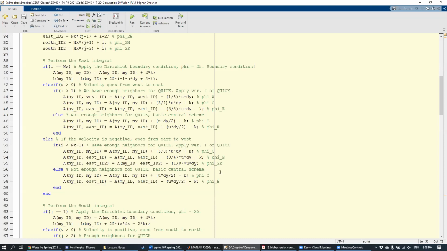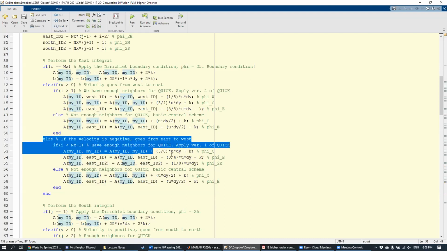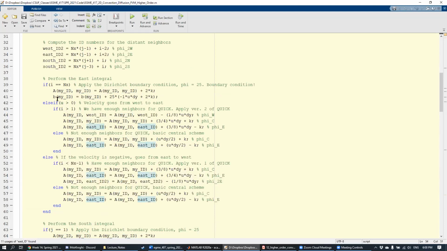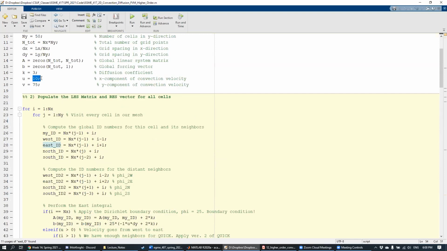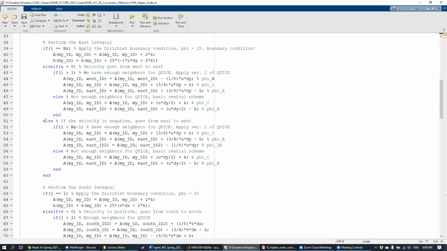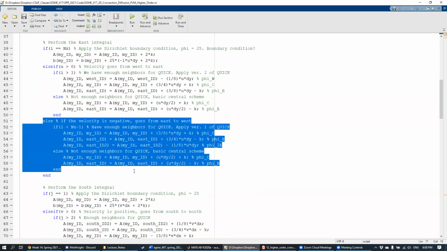And then same thing is, if we don't have enough neighbors, let's say that we don't have a 2 east neighbor, right? And so if east 2 ID doesn't exist, then what we have to do is we have to go back to our basic central scheme, okay? And that's what we have here. And so for this particular example, this code that I've highlighted here actually never sees the light of day, right? Because remember, our velocity here is fixed at a +10, okay? And so there's no chance for this velocity to actually go negative, okay? And so all of this code right here is actually kind of useless in this case, because our velocity is just never going to go negative, okay?